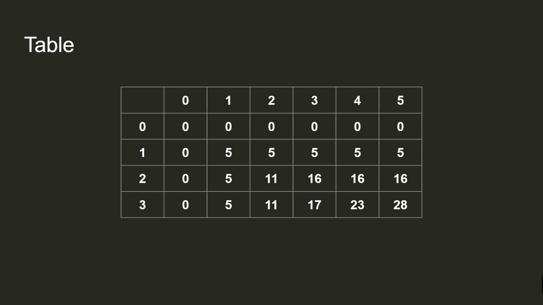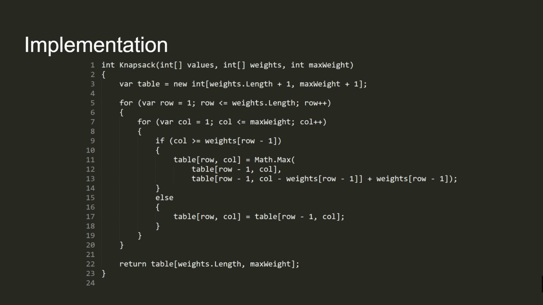Now let's jump into the implementation. First things first, we need to initialize our table with the size of weights plus 1 for rows and max weight plus 1 for columns. Since we are going to utilize zeros for base cases, we are going to iterate from 1 to the size of weights for rows and from 1 to max weight for columns. Then we are going to apply the formula. If the column is more than or equal to the current element's weight, that means that we can fit the element, so we should decide which is the bigger value, with this element or without it. If we can't fit this element, then we just take the case without it. And as a result, we just return the last cell.